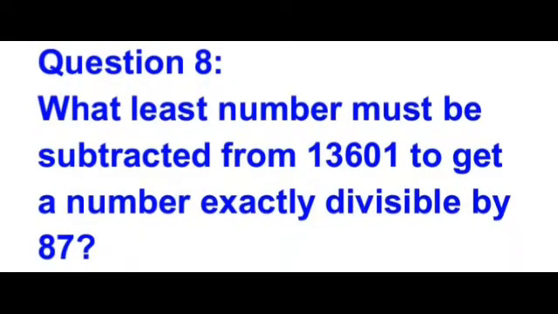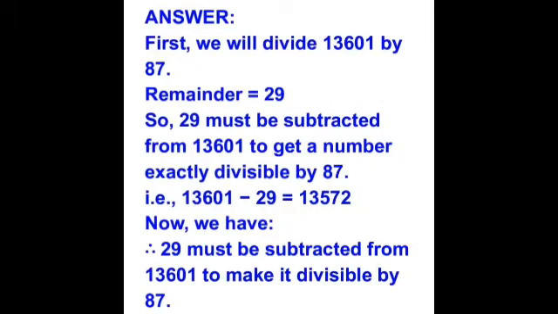What least number must be subtracted from 13,601 to get a number exactly divisible by 87? Listen to the question carefully. First we have to divide it. When we divide, we get the remainder 29. So 29 must be subtracted from 13,601. When we subtract, we get the number 13,572. That means 29 must be subtracted from the number. So when we subtract, the number 13,572 is completely divisible by 87.